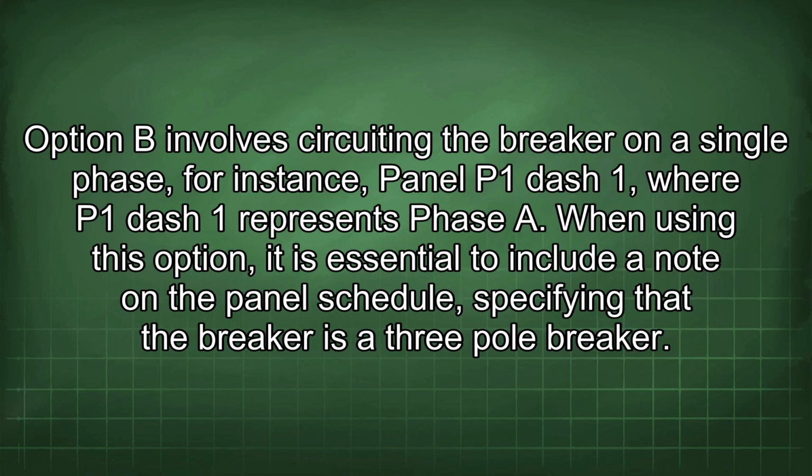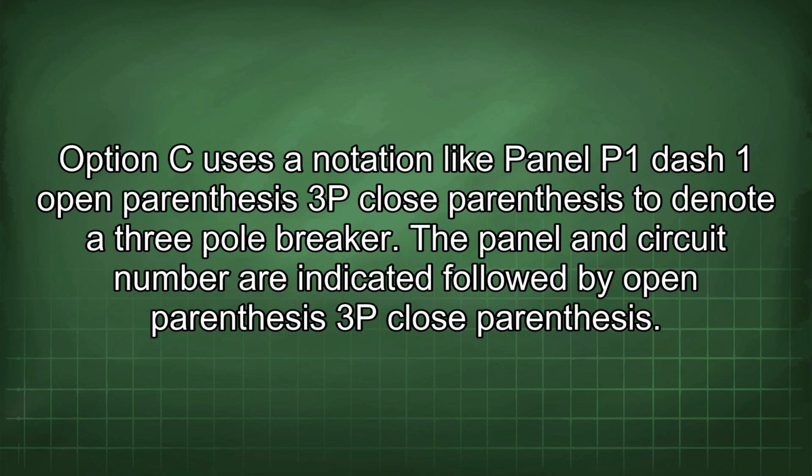Option B involves circuiting the breaker on a single phase, for instance, panel POM-1, where POM-1 represents phase A. When using this option, it is essential to include a note on the panel schedule specifying that the breaker is a three-pole breaker. Option C uses a notation like panel POM-1 (3P) to denote a three-pole breaker. The panel and circuit number are indicated followed by (3P).